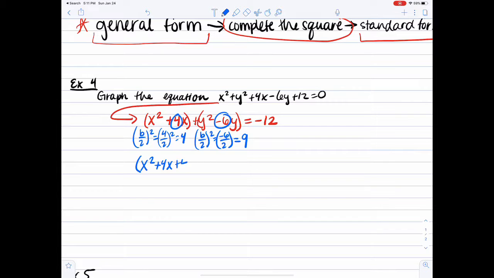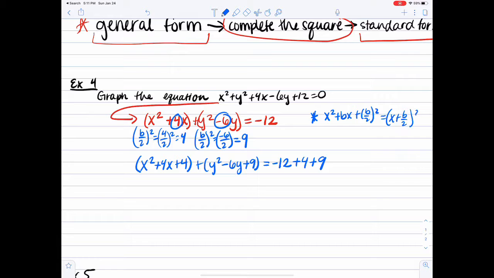We need to add that 4 here, and then we need to add the 9 here, and then we have to add both of those to the other side as well, because whatever we do to one side, we have to do to the other side. All right, and then remember our rule for completing the square. If we have x² + bx + (b over 2) squared, which we have, we can rewrite that as (x + b over 2) squared.